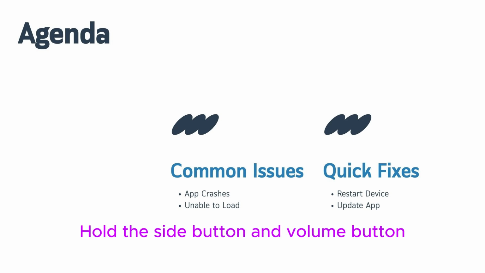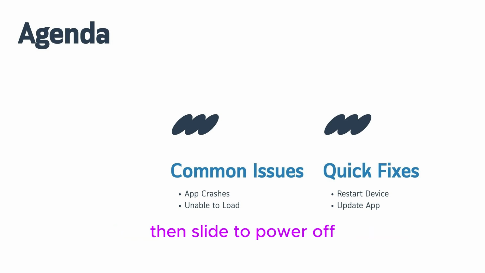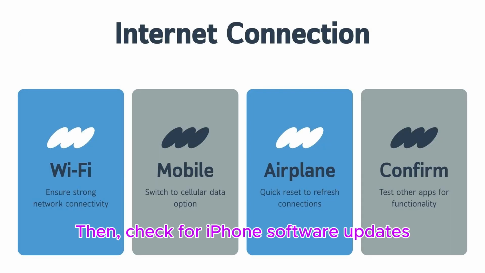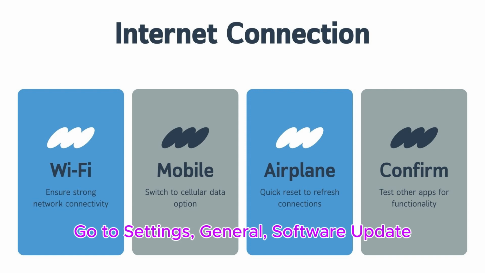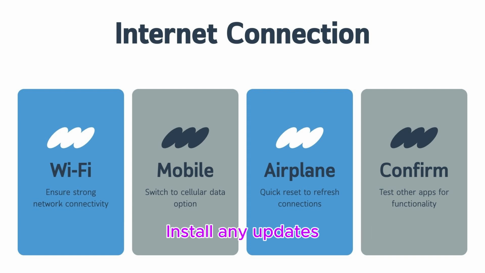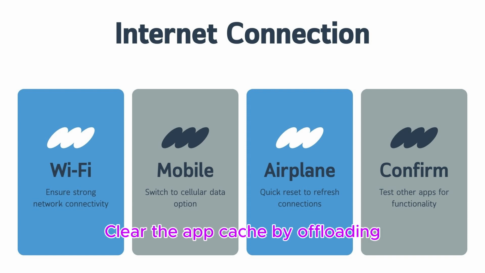Restart your iPhone. Hold the side button and volume button, then slide to power off. Turn it back on, then check for iPhone software updates. Go to Settings, General, Software Update. Install any updates. Clear the app cache by offloading.